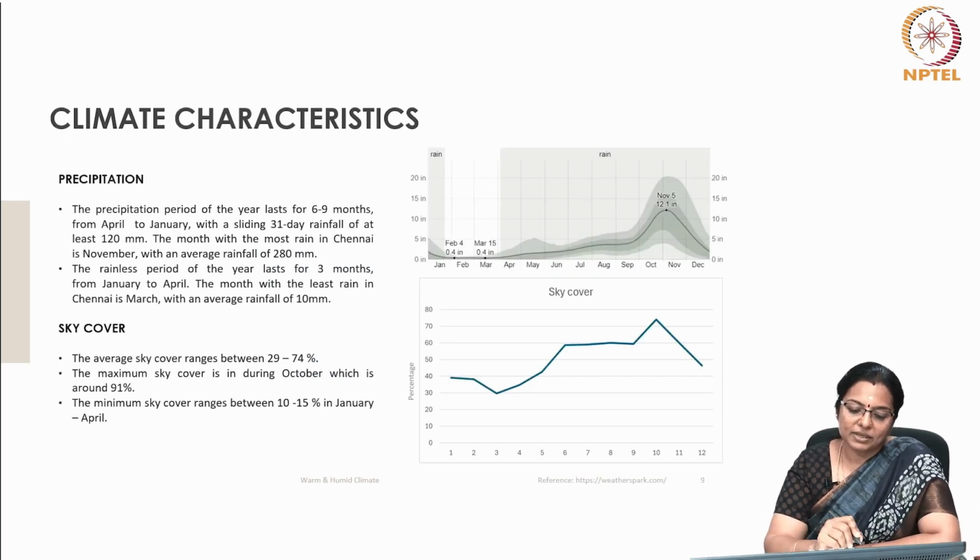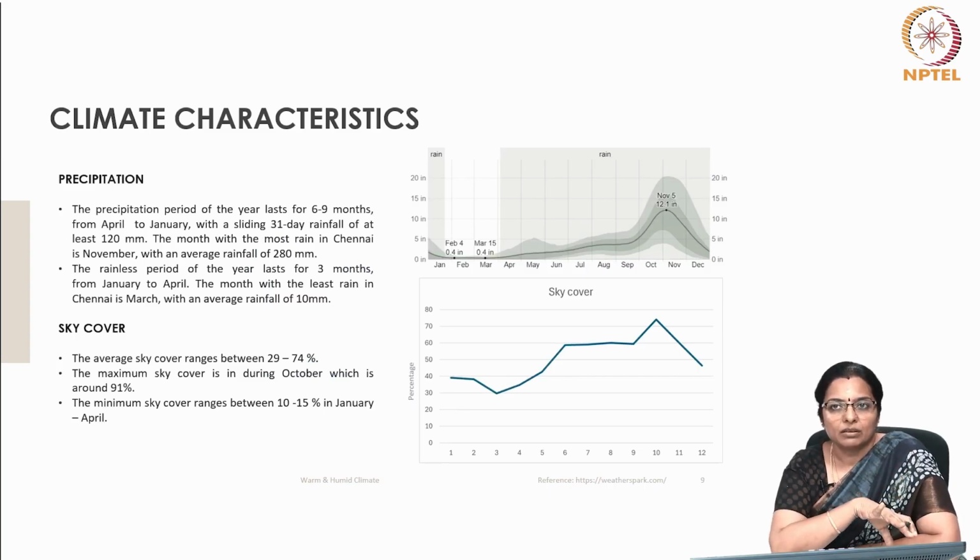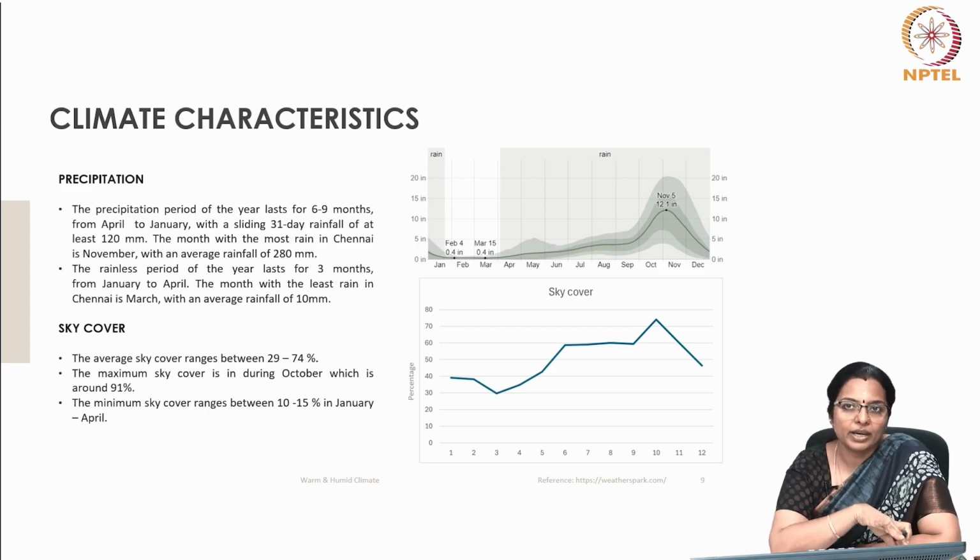And let us look at precipitation. The precipitation period of the year lasts for about 6 to 9 months, starting from April to January, with a sliding 31-day rainfall of at least 120 millimeters. The month with the most rainfall in Chennai is November, with an average rainfall of 280 millimeters.